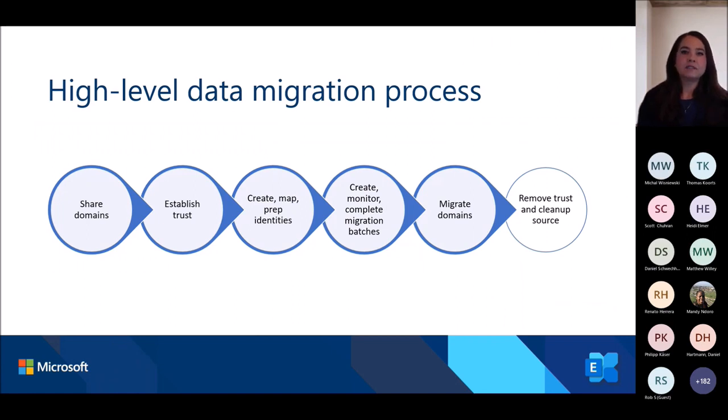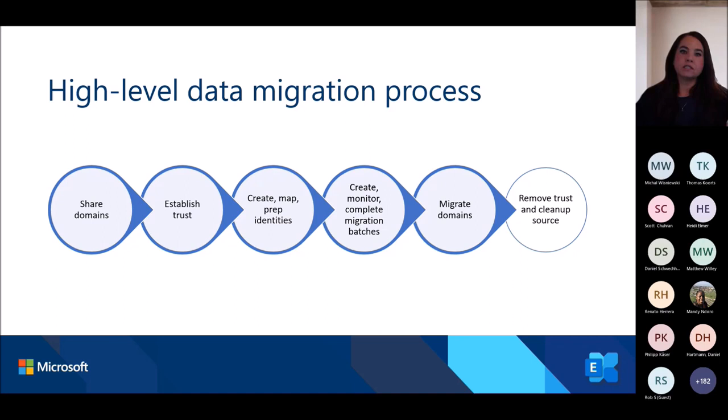So, high-level data migration process. At a high level, the typical cross-tenant data migration process with some of our products that are available today could be something like this. First, you could use domain sharing for email to share a domain that will either be moving with your users or, say, a new domain that is assigned to the users migrating to the new company. After that, you would establish a trust relationship for content migration.